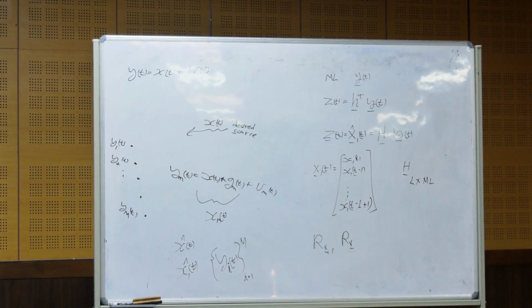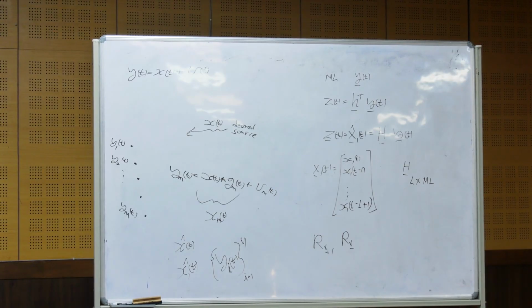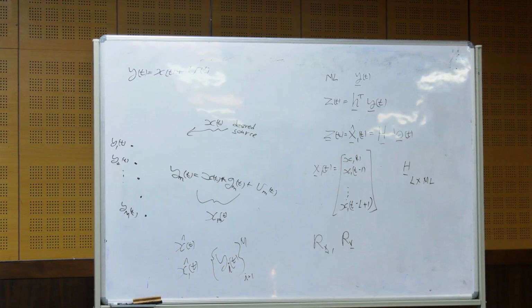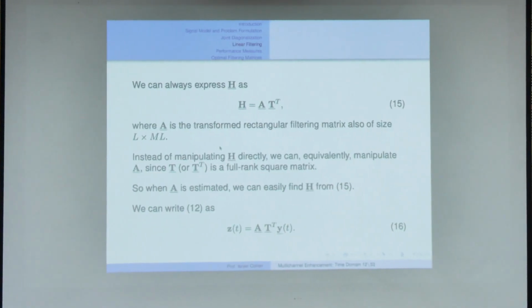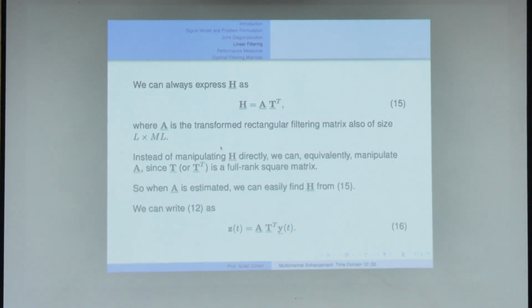Okay, let's continue. So now, in order to find the optimal A, the matrix A is the filtering matrix in the transform domain. In order to find the optimal filtering matrix A in the transform domain, we need to define performance measures in the transform domain, and then find the derivative with respect to this filtering matrix and equate it to 0. This is the mathematics behind optimization.